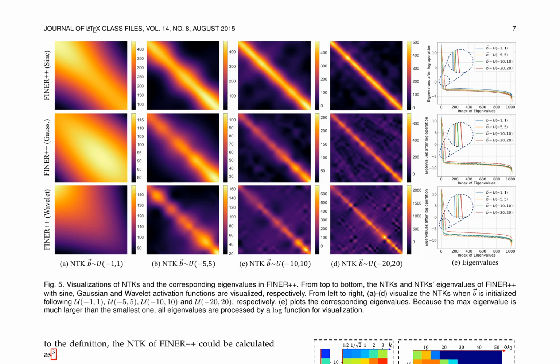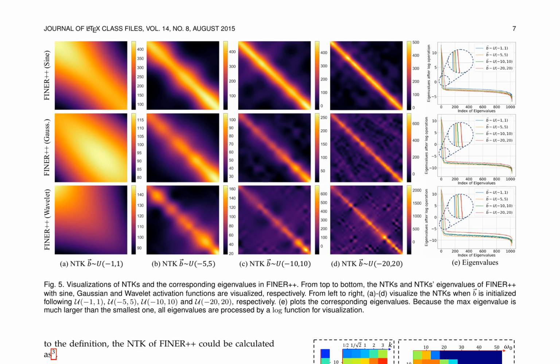Here is a combined summary of the 2 pages. The paper presents the neural tangent kernels, NTKs, of FINER++, a neural network architecture, and analyzes their properties. The NTKs are visualized in Figure 5, which shows that the diagonal property of the NTKs is enhanced with the increase of the initialization range of the bias vector b.